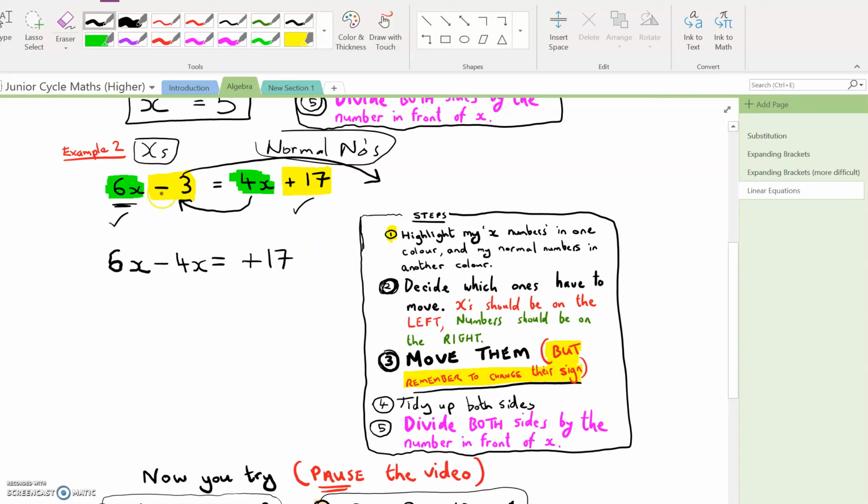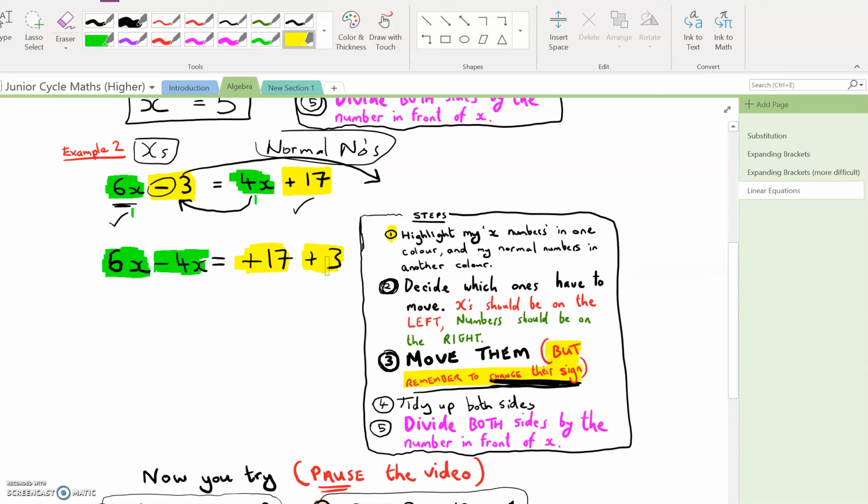But I've got to move this minus 3 over here. What's that going to become? It's going to become a plus 3. It was a minus, and if I move it, I have to change the sign, so it becomes a plus. Now, if you look at what we had with the highlighted colours, the x's are all on the left hand side. That's where we wanted them. This one and this one. And the normal numbers are all on the right hand side. The 17 and the 3.